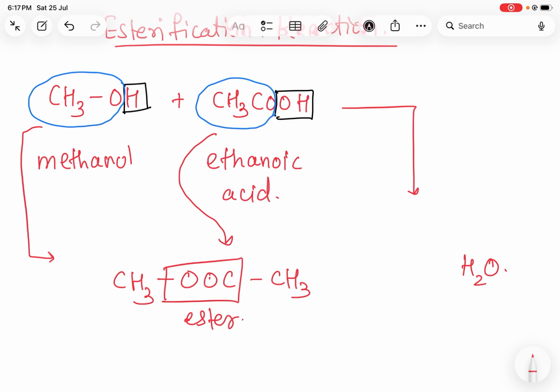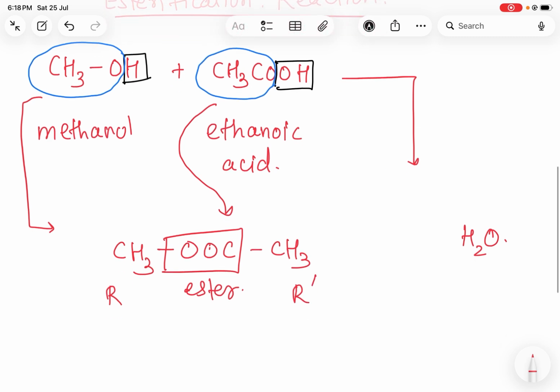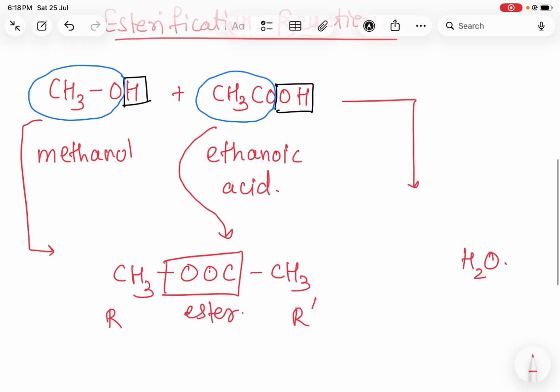Here you can consider this as my alkyl group and this as my other alkyl group, which is R dash. In many cases it can be the same or it can be different. It depends upon the compounds that we have taken for the reaction, the alcohol and carboxylic acid which we have chosen.